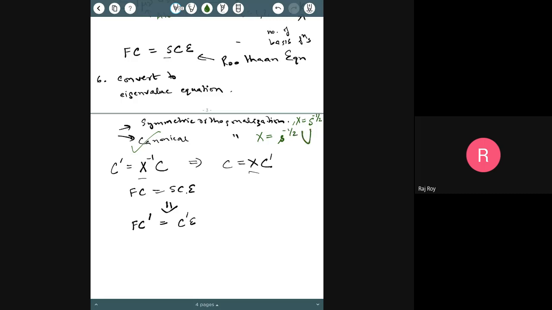And how will we choose U? U is the diagonalizing matrix of S. Is this part clear to everyone? The part about how to go from FC equal to SCε to F'C' equal to C'ε?